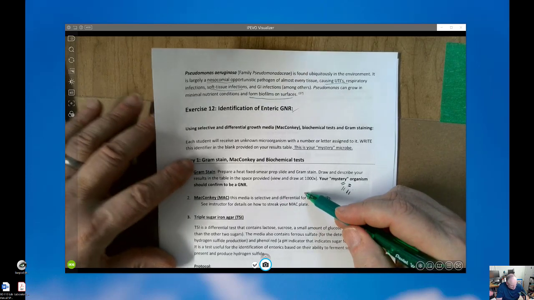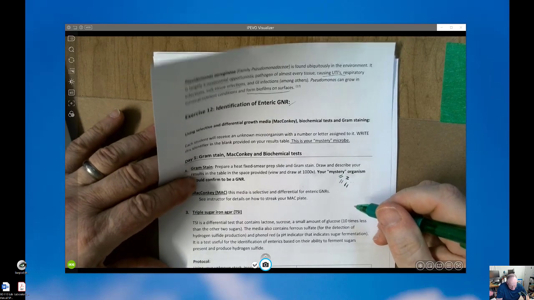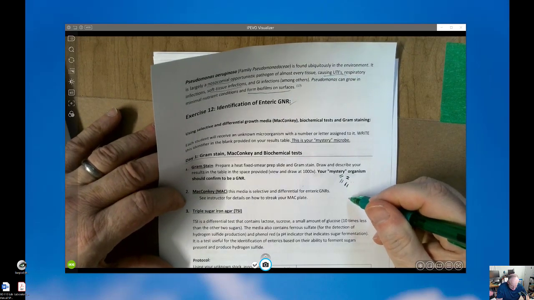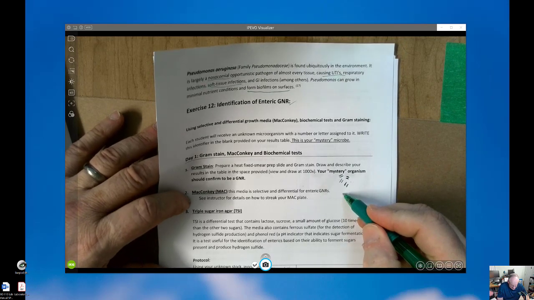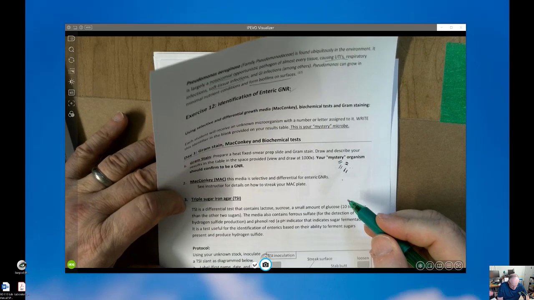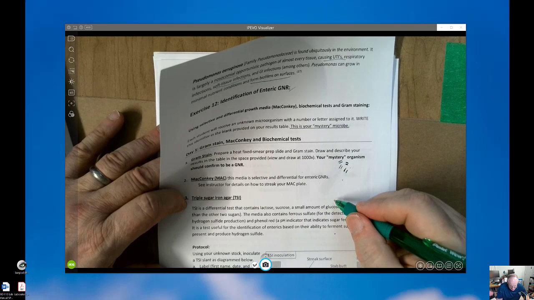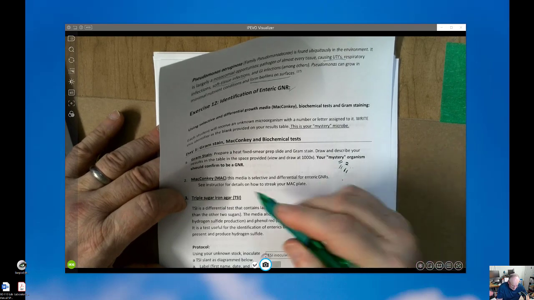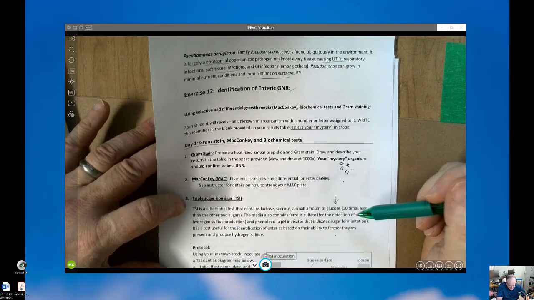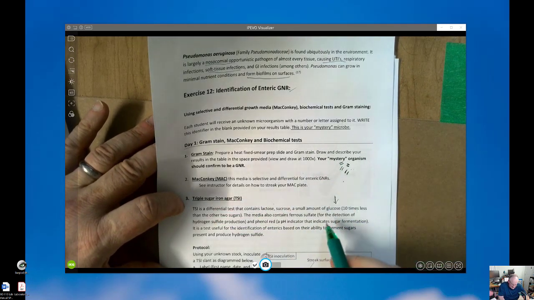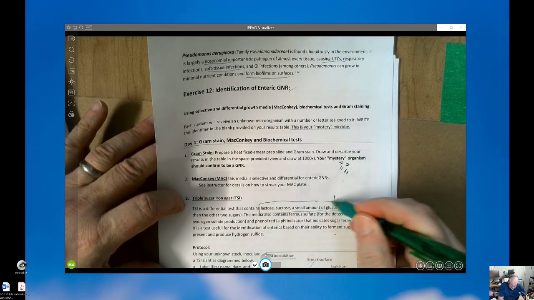Of course, on MacConkey agar, the colonies will start to turn that reddish-pink color as they break down the sugars that are in the MacConkey agar. Then the triple sugar iron agar tubes are really clever. This requires some thought. I'll go over the MacConkey a little bit better here in a minute. The TSI is a differential test, and this is real important. Remember this part right there.